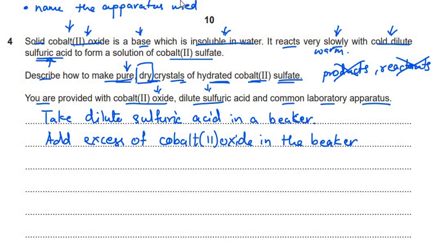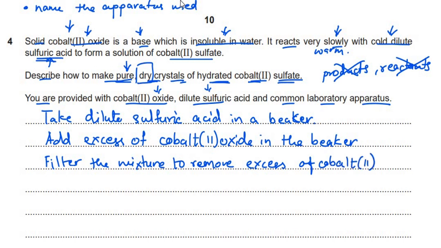So the next point should be filter the mixture to remove excess cobalt oxide. So we have removed the cobalt oxide which we added in excess by filtration. So obviously now the products which we have obtained are cobalt sulfate and water. Those are the only two products.